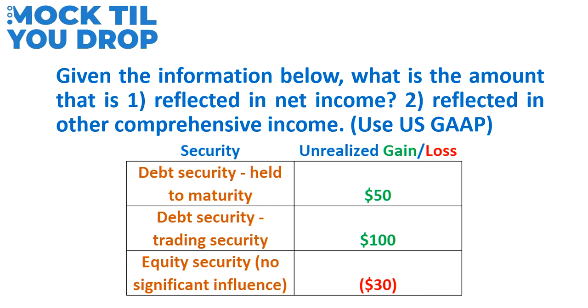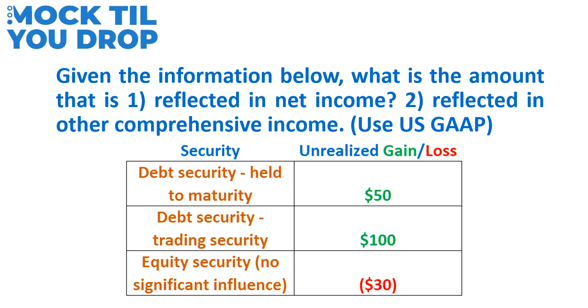All right, for our example calculation, we want to know, given this information in the table, what is the amount that is reflected in net income and what is the amount reflected in other comprehensive income? And we'll be using US GAAP to do this. The first item is a debt security being held to maturity, which has an unrealized gain of $50. If you remember from our previous slide, this will fall under other comprehensive income.